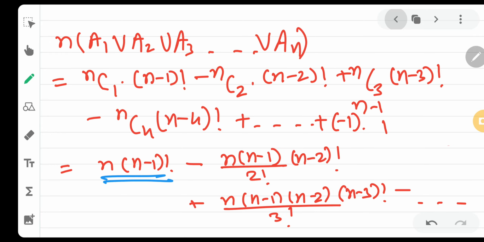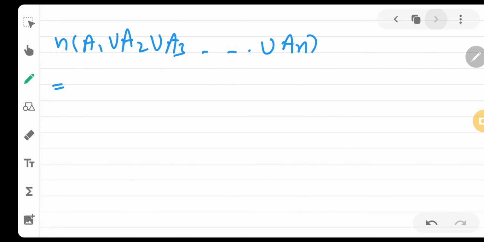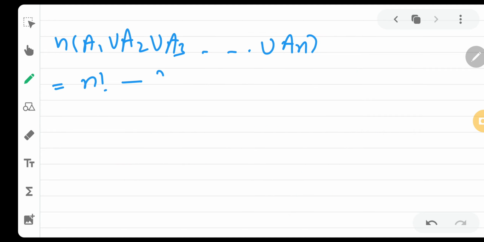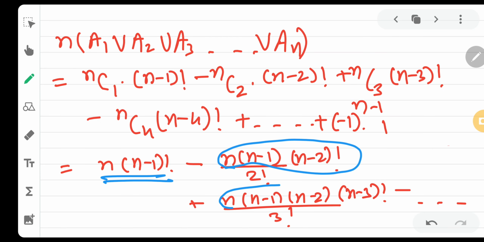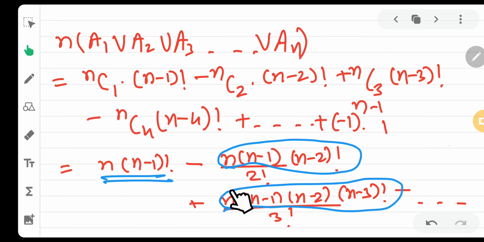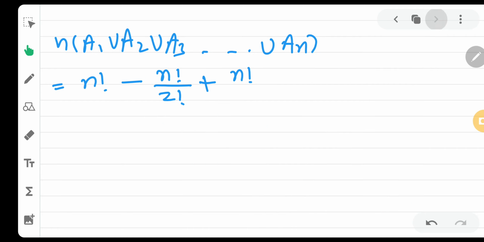So this will be nC1, n into (n minus 1) factorial, which is n factorial, minus, if you check this out, n into (n minus 1) into (n minus 2) factorial, which is n factorial upon 2 factorial, right? So this will be n factorial upon 2 factorial. Moving ahead, n into (n minus 1) into (n minus 2) into (n minus 3) factorial will be plus n factorial. You can check this out, n minus 1, n minus 2, n minus 3 is actually n factorial upon 3 factorial.